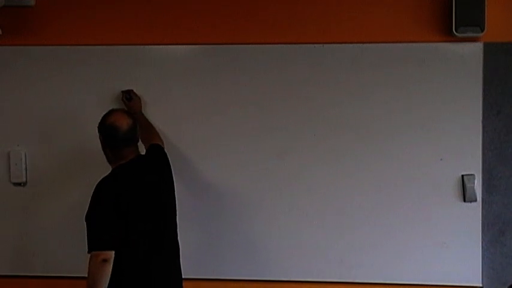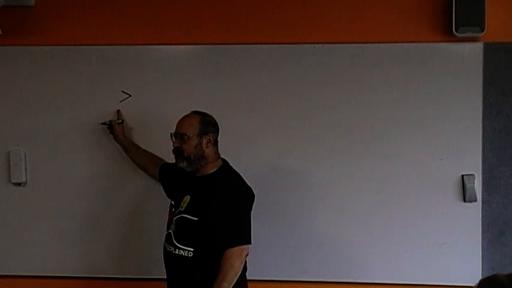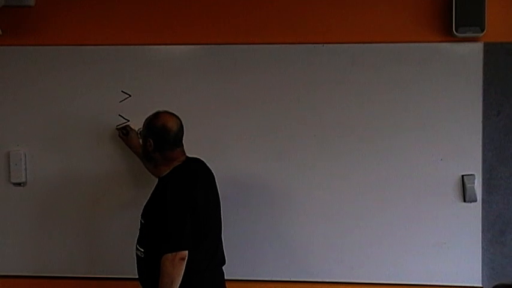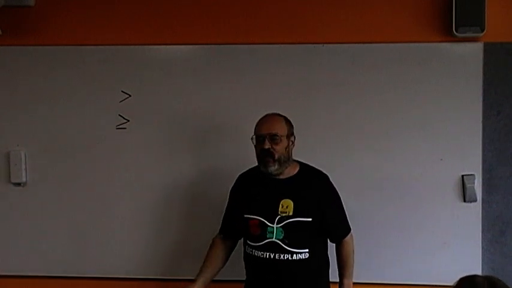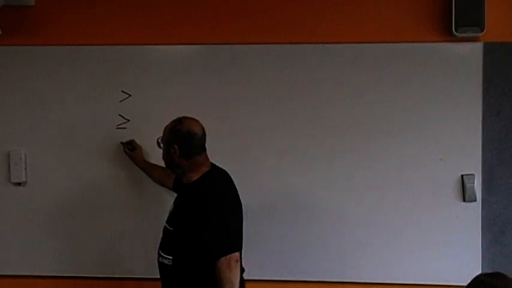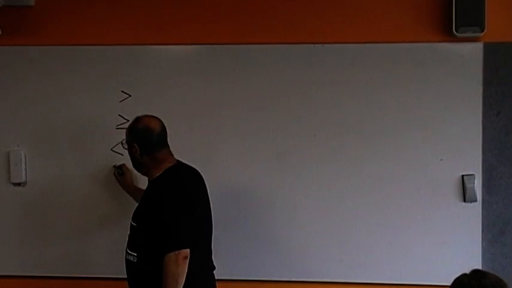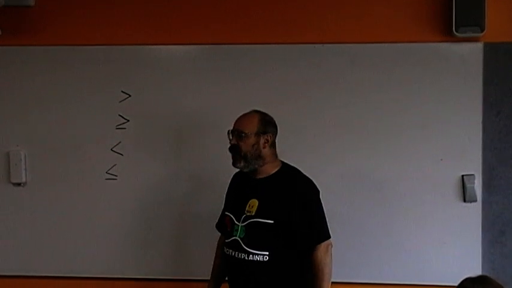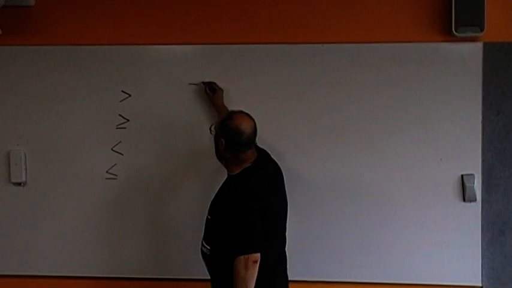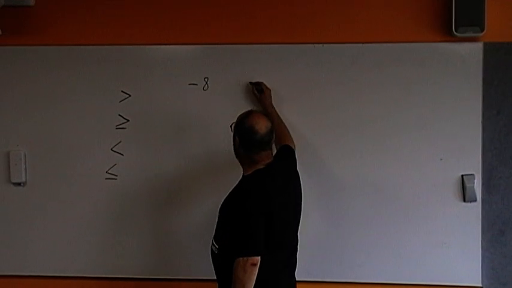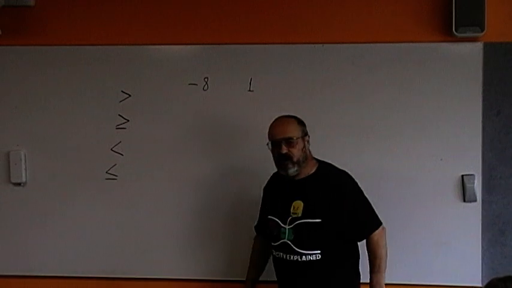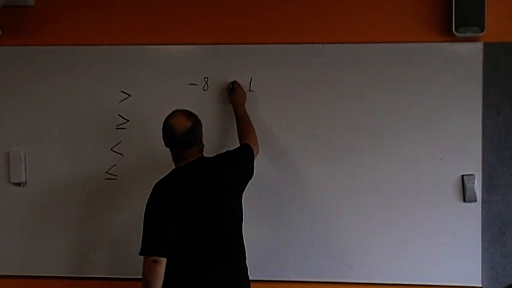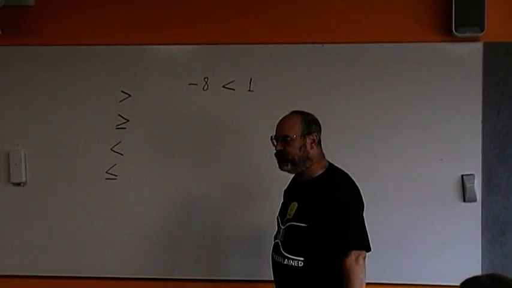So we can have this sign. What does this sign mean? Greater than. The other one is less than. Now, what does this sign mean? Greater or equal. This is less or equal. For example, if we compare two numbers, like -8 and 1, which is greater? 1 is greater, yes. The more to the right on the number line, the greater the number.